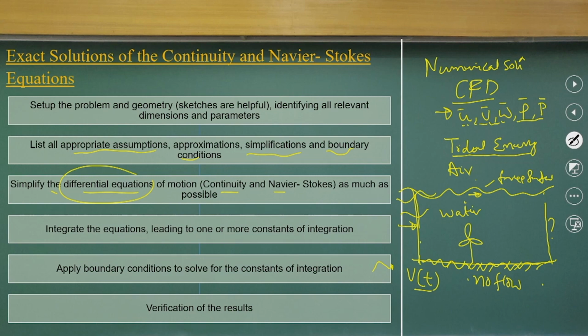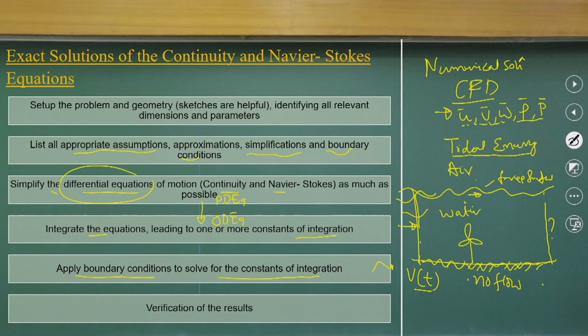Once you have simplified, most of the time we convert these partial differential equations, with all these assumptions, into ordinary differential equations. That is the strategy we follow: with all these assumptions, we make the partial differential equations into ordinary differential equations, which are very easy to integrate subject to the boundary conditions. We can then solve for the integration constants.